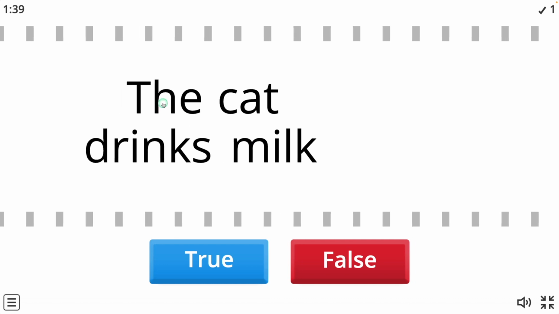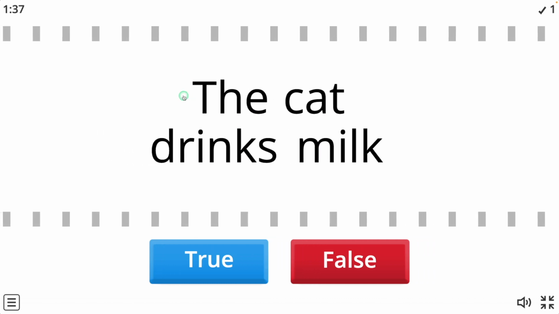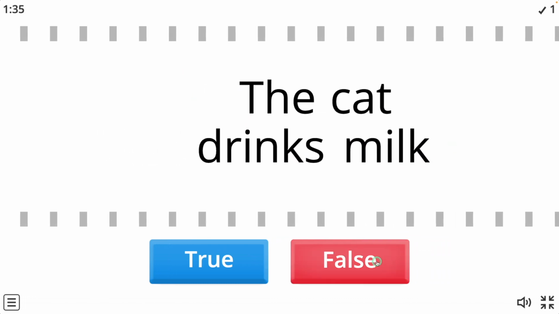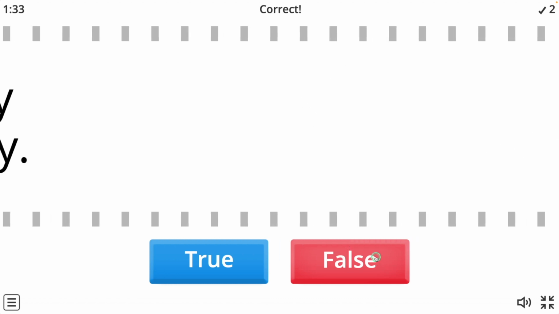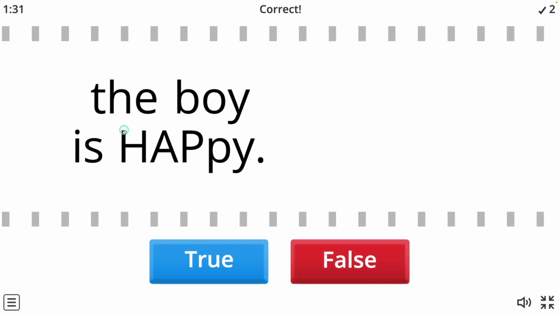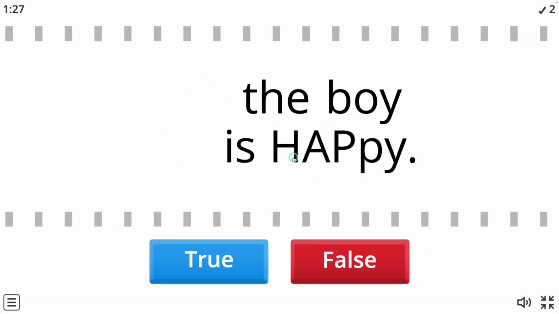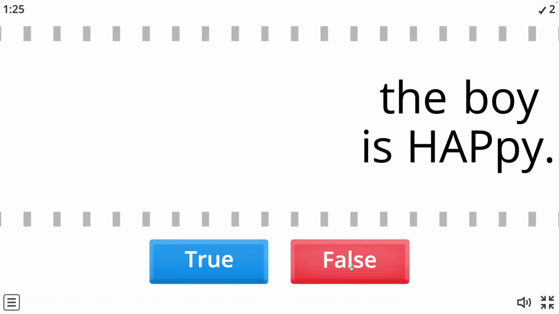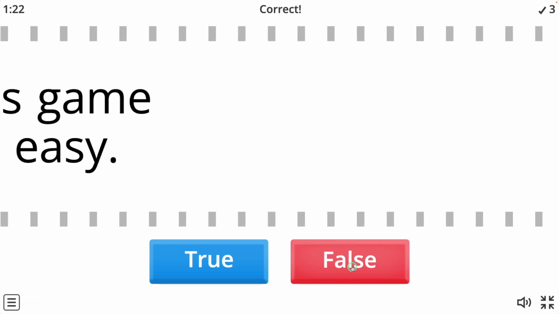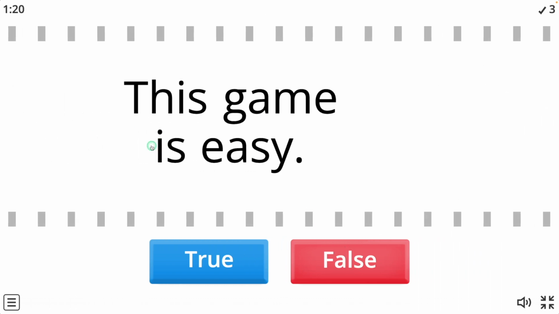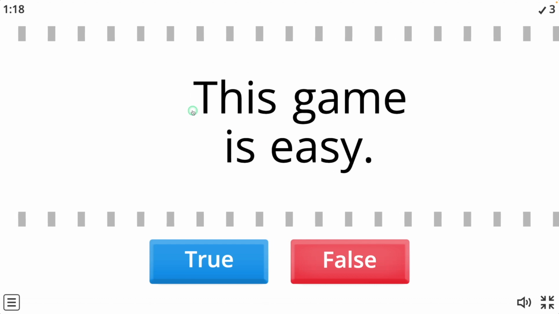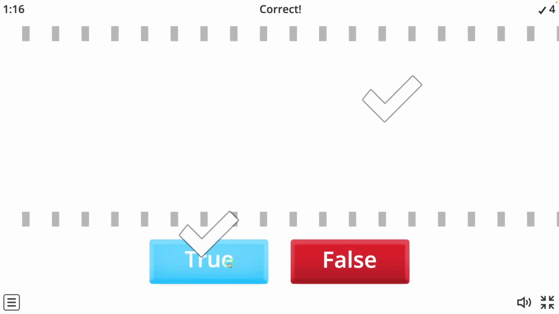Is this correct? The cat drinks milk. Capital, no period. False. Oh, this is getting pretty fast. Okay. The boy is happy. Yes, I see a period, but oh no, this is not capital, and these shouldn't be capital either. False. This is going really fast. This game is easy. Capital, period. True.